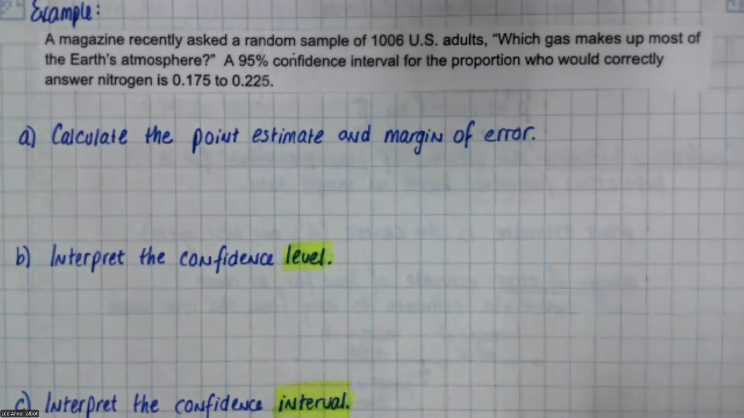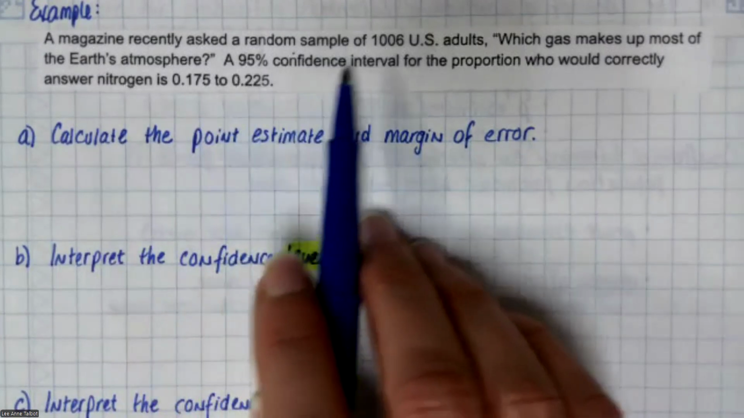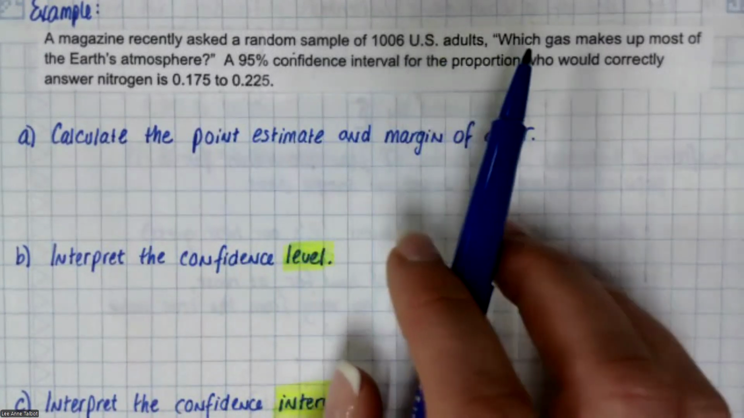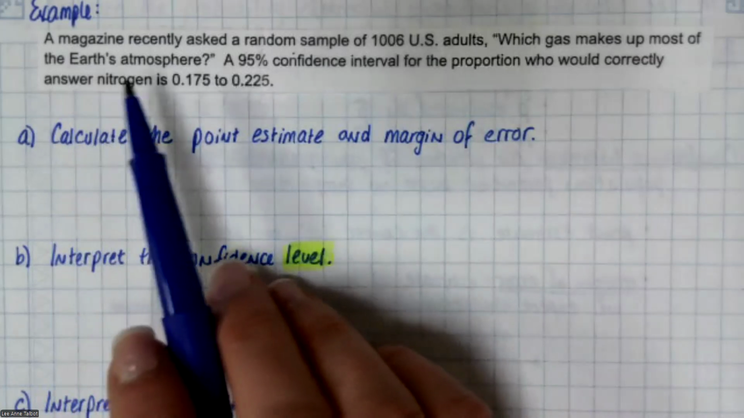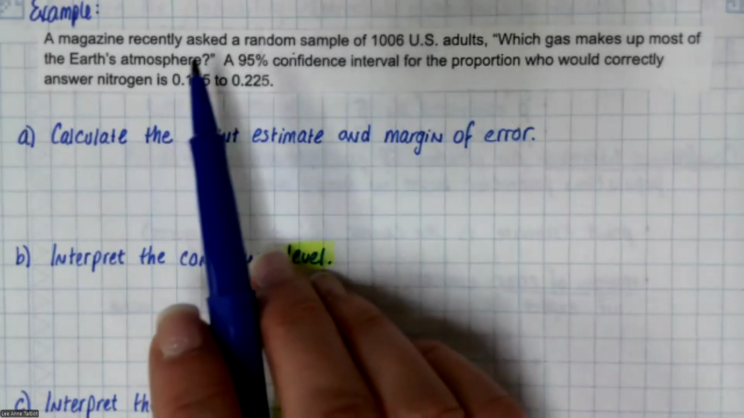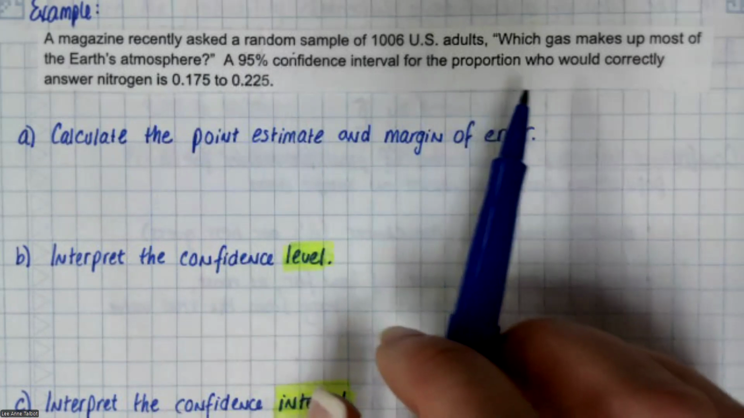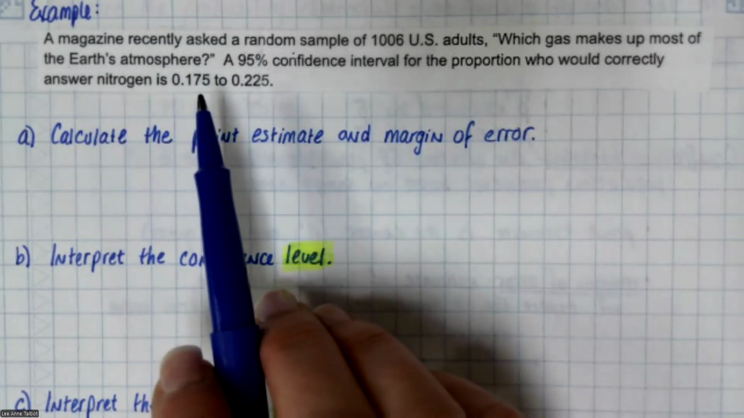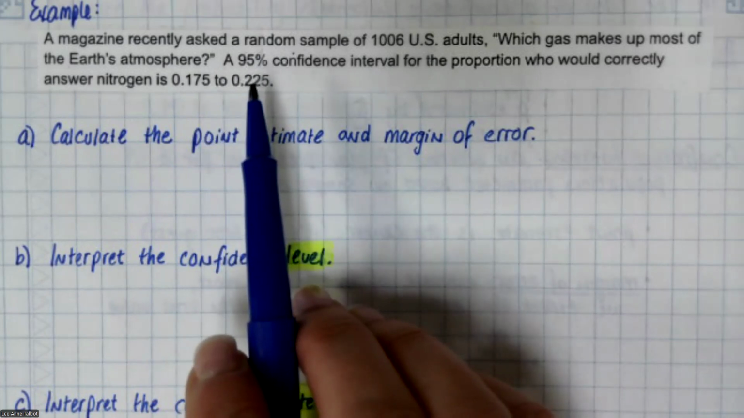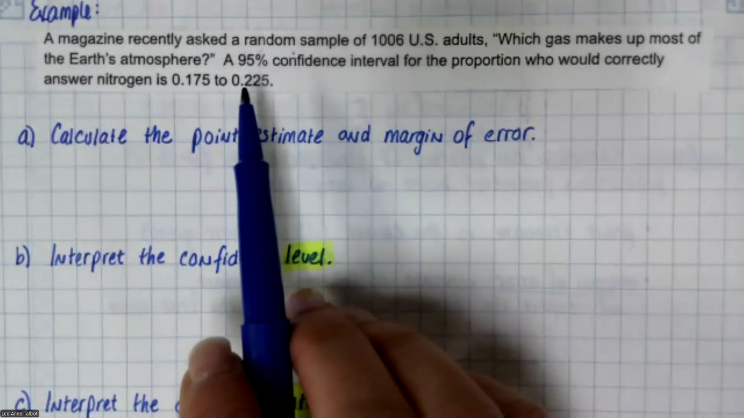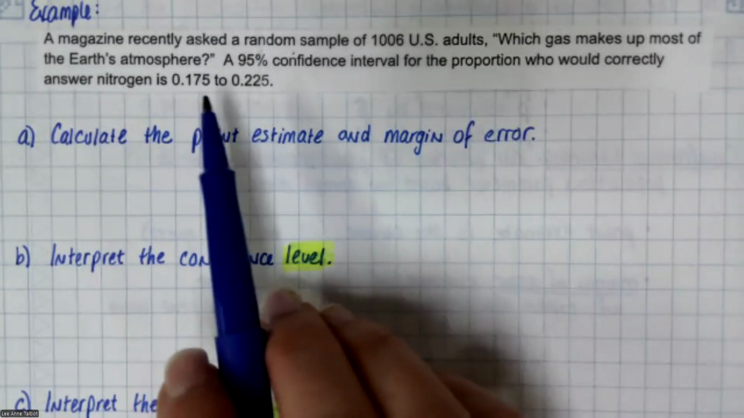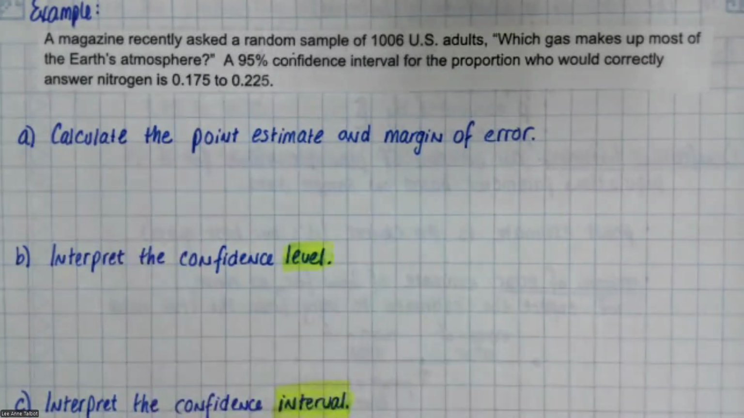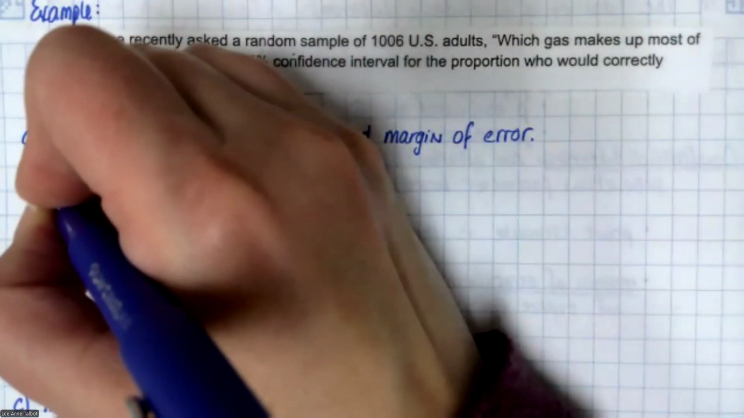Okay. A magazine recently asked a random sample of 1006, that's a weird number, US adults, which gas makes up most of the Earth's atmosphere? A 95% confidence interval for the proportion who would correctly answer nitrogen is 17.5% to 22.5%, which makes me feel better about myself because only about 20% of people are getting this answer correct. Anyway, okay. To do these problems, I find it best to draw a picture.